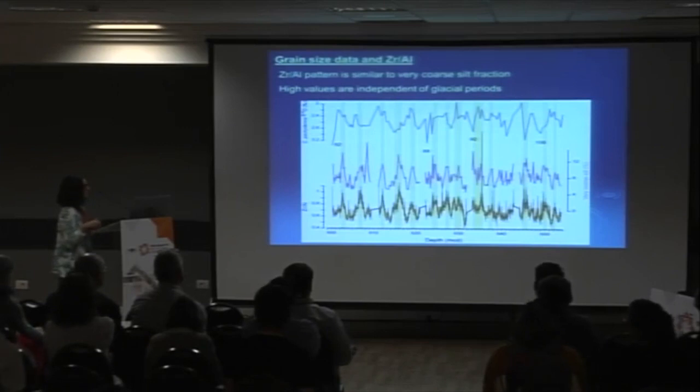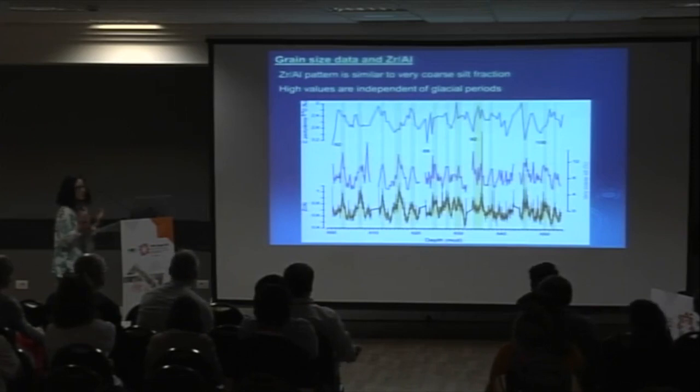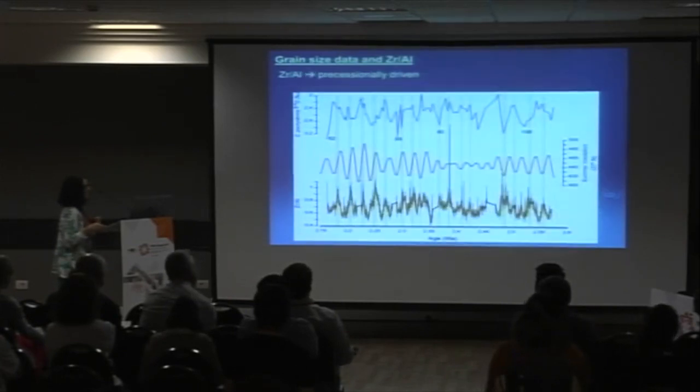And all the peaks in the very coarse silt and in the zirconium-aluminum are not really dependent on glacials or interglacials. They occur in both. So what we think is that the zirconium-aluminum is showing a different signal, and this is a preliminary age model I did just for the early Pleistocene.